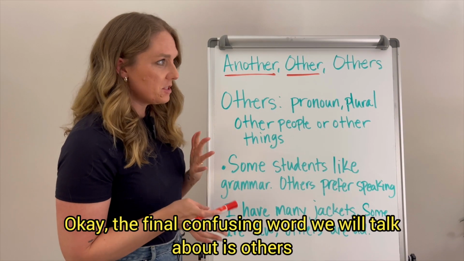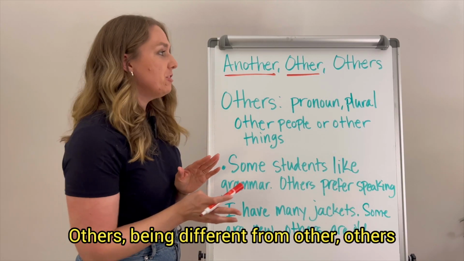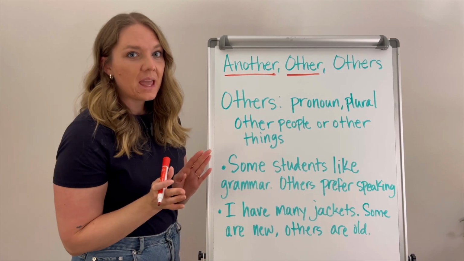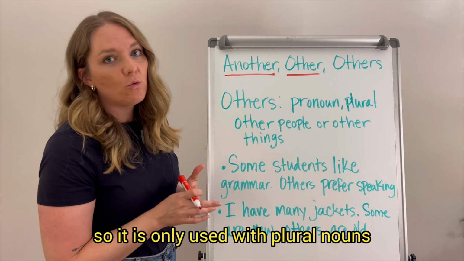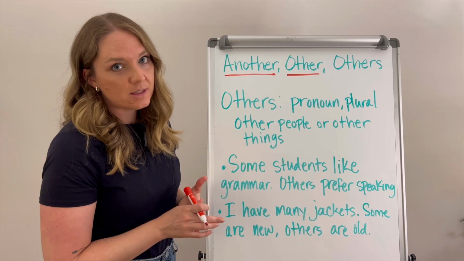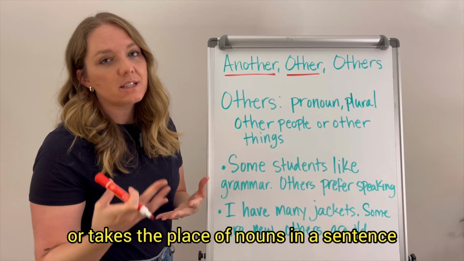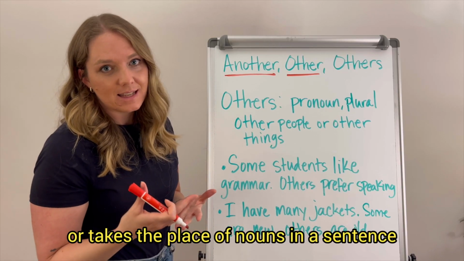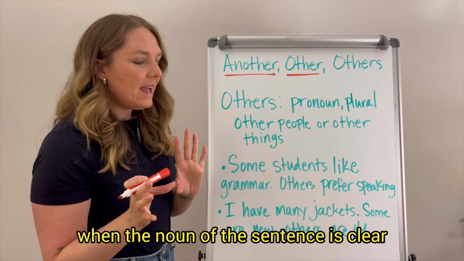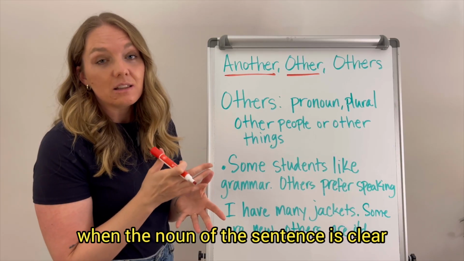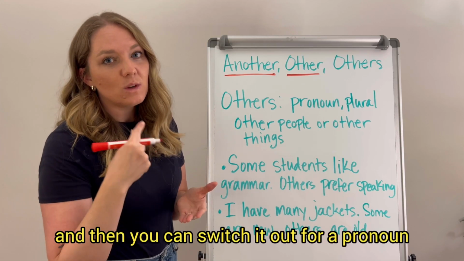Okay, the final confusing word we will talk about is others. Others being different from other. Others is a pronoun. It is a plural pronoun, so it is only used with plural nouns. A pronoun is a word that replaces nouns or takes the place of nouns in a sentence. You only use pronouns, specifically others, when the noun of the sentence is clear. You have to make sure the noun of the sentence is clear, and then you can switch it out for a pronoun.